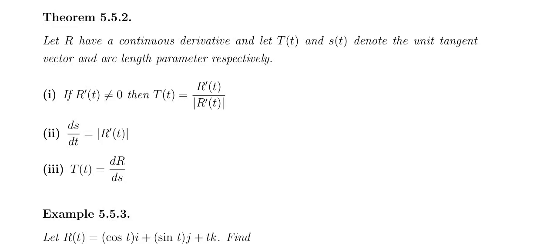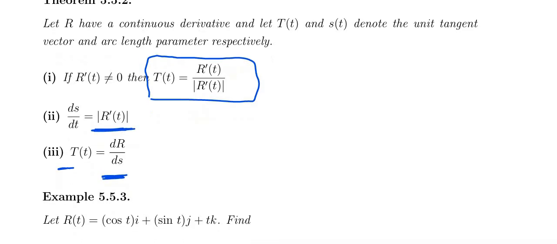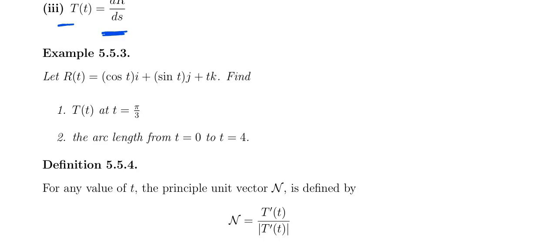Before we do that, they are telling us that there's what we call a unit tangent vector, which is given by this equation here. And the derivative of the arc length with respect to t is the same as the modulus of the derivative of the original vector valued function. Then the unit tangent vector is also the same as the derivative of the original function with respect to the arc length. So let me show you how we show this example here.